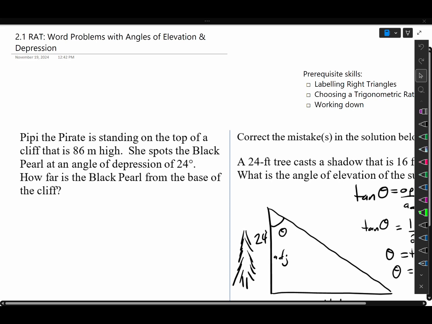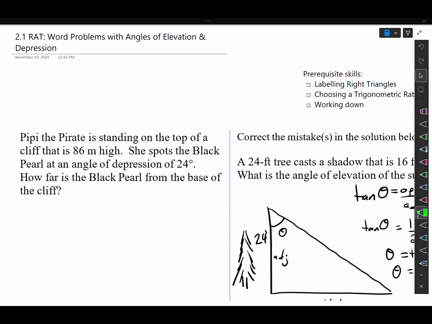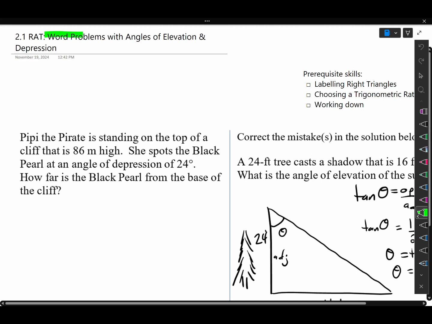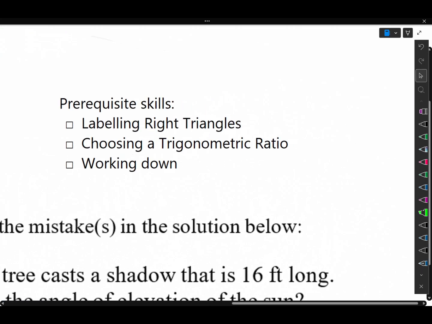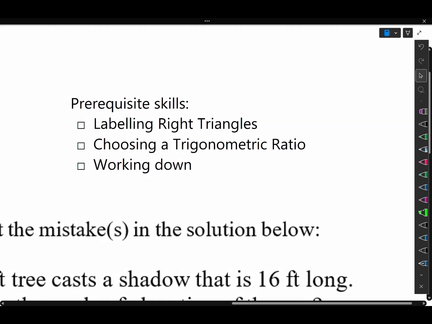We are back, returning with our trigonometry here. We'll work with no new calculations, but we'll work with some word problems, looking at angles of elevation and depression specifically.